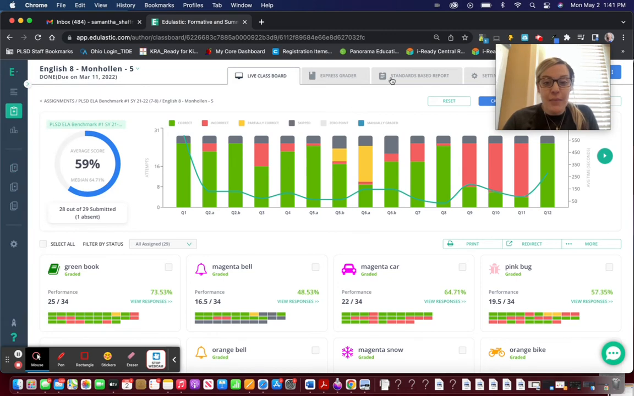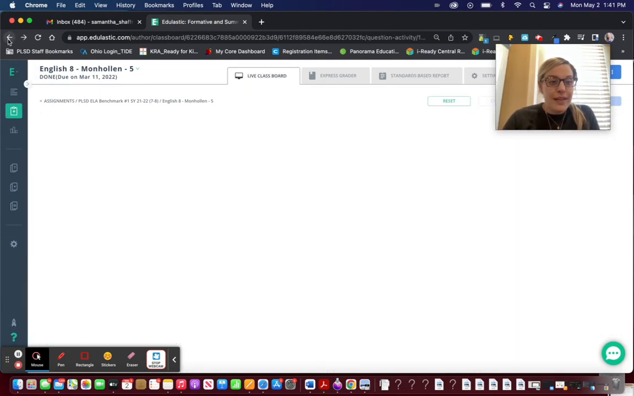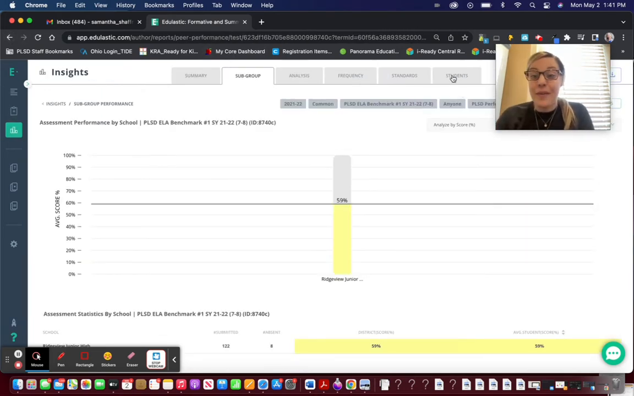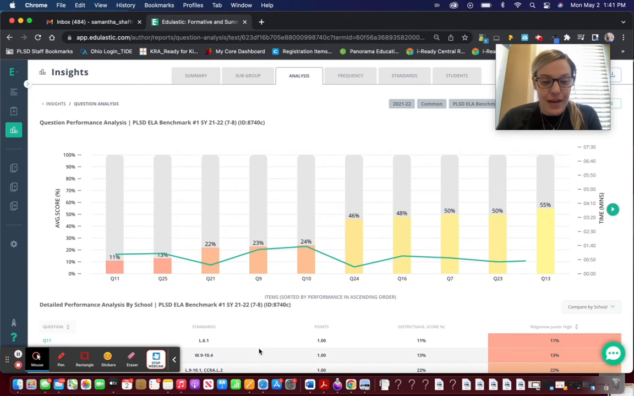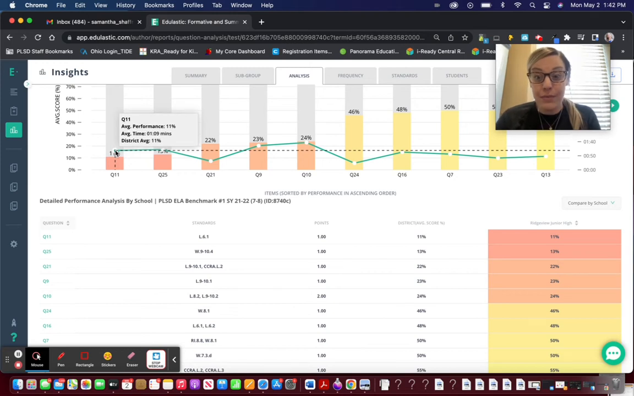But I'm trying to go back to the Insights tab. Oh, cool. I thought it wasn't going to let me go back. So, we were looking at analysis by question, right? And we know that 11 was difficult. So students on average spent 1 minute and 9 seconds. These were 8th graders, and the district average was an 11%.